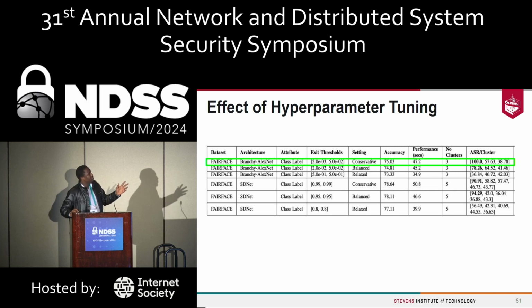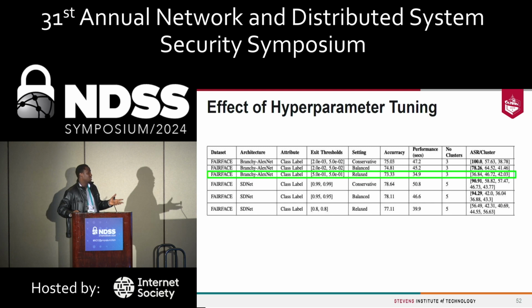So in this setting, we find clusters with significantly high attack success rates, but then we find that the efficiency of the model is reduced. While in the relaxed setting, we do not find clusters with significantly high attack success rate, but then this comes at a reduced accuracy of the model, but better efficiency of the model.